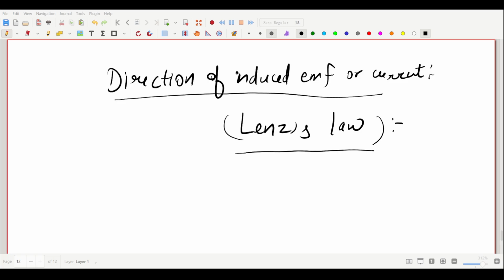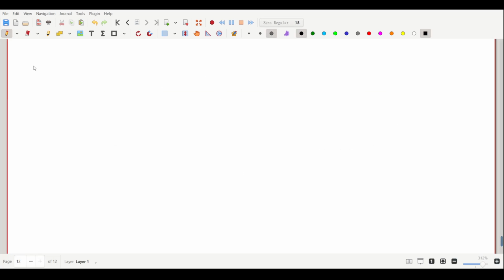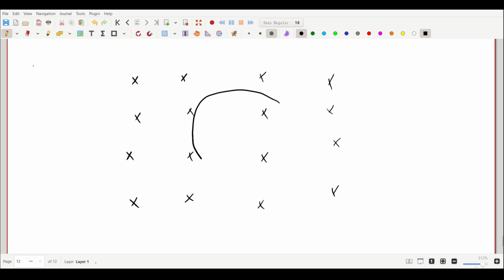So let's see an example for that. We are having an inward increasing magnetic field and a loop. So current will definitely be induced when I'm saying that B is increasing continuously. If B is increasing, it means flux is changing through the coil. Current should be induced, theoretically. What is the direction of the induced current?